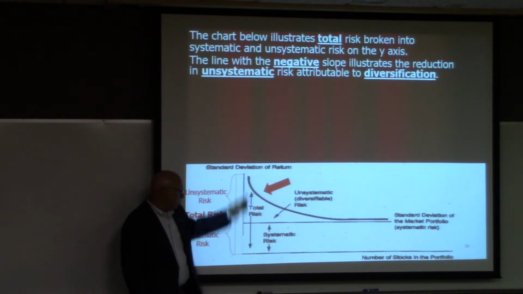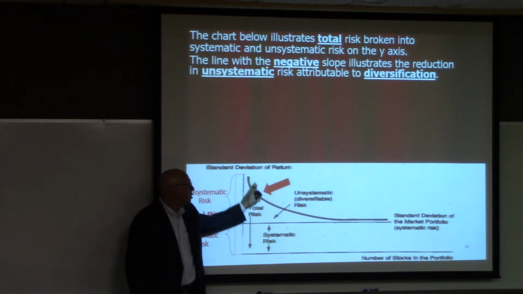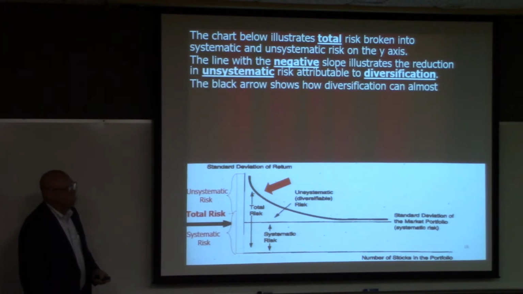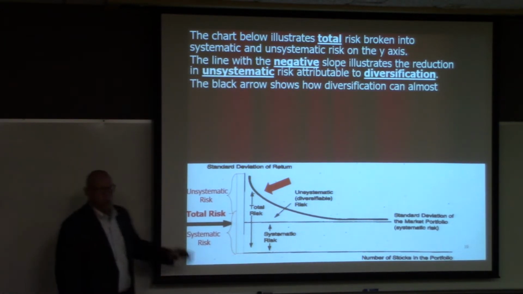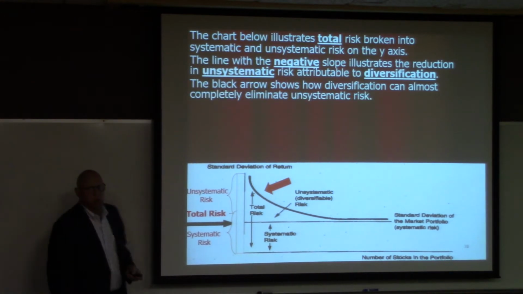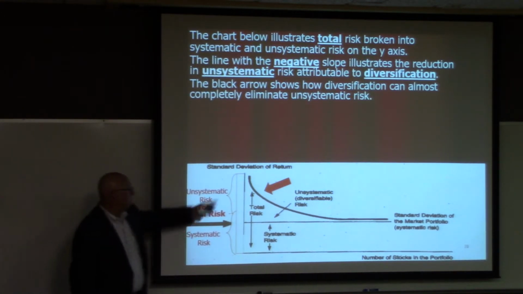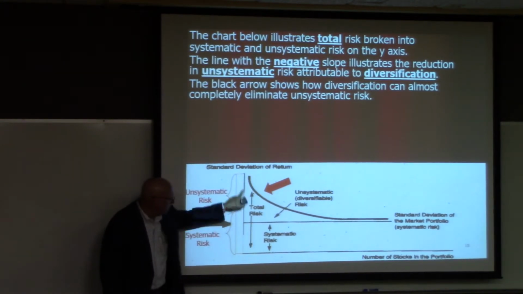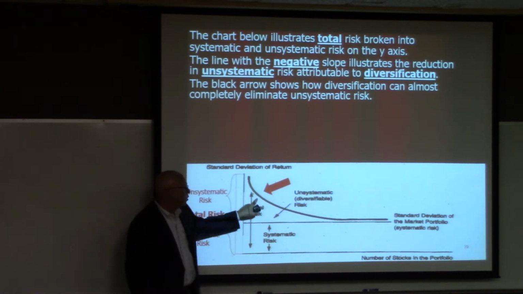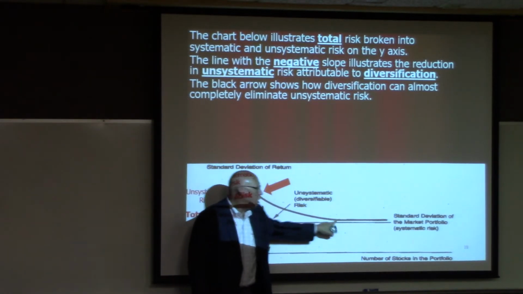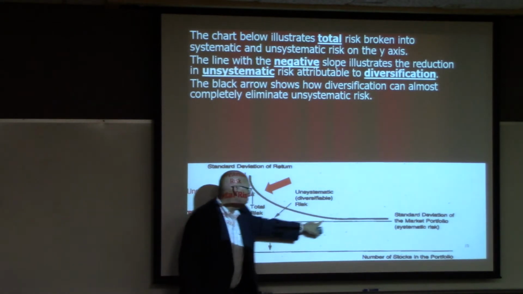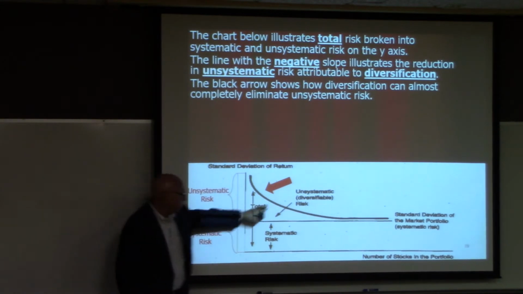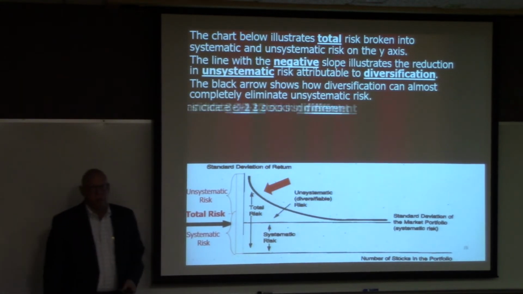But as we add the number of securities, the unsystematic or company-specific risk drops very rapidly. Okay? The black arrow shows how diversification can almost completely eliminate unsystematic risk. So here we have total risk that consists of unsystematic and systematic, and by diversifying, we can drop unsystematic risk down to here, which is almost a complete elimination of unsystematic risk. What is left is systematic risk, okay?